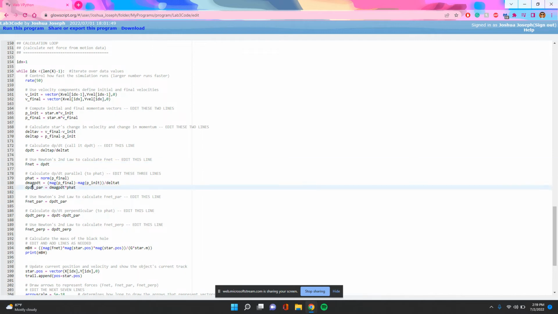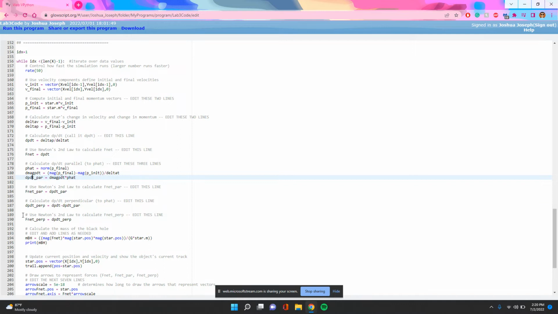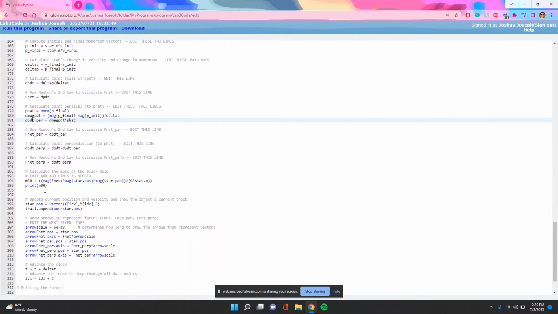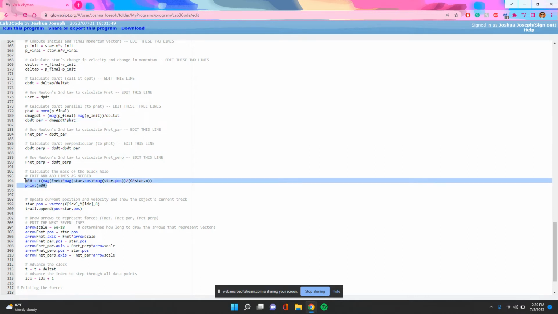And as we said before, we're assuming dp over dt is equal to F net because of Newton's second law. And then in the second part, we are finding the parallel change in p and then setting that. And then we're also calculating dp over dt perpendicular and setting that variable over here. After collecting all the components, we're using the formula that we used to isolate to get the mass of MBH, then print out that value.